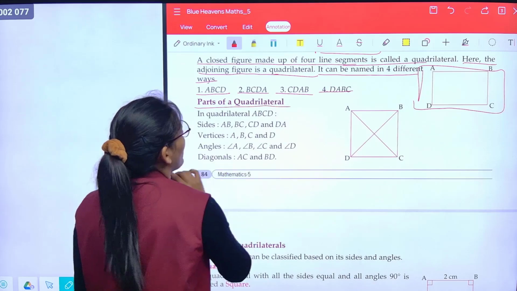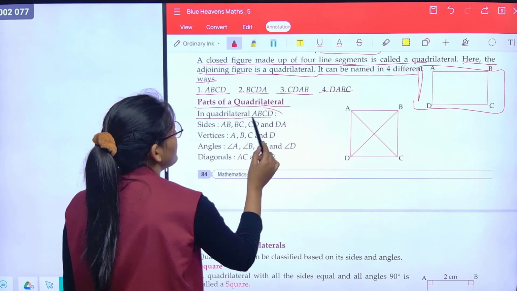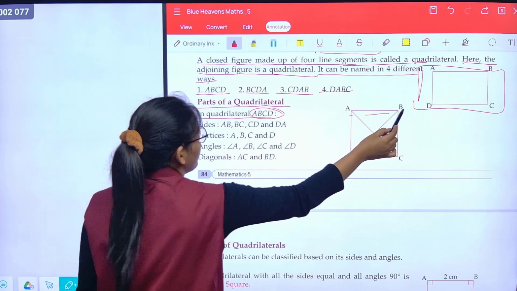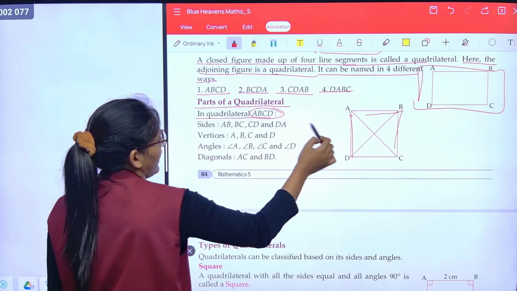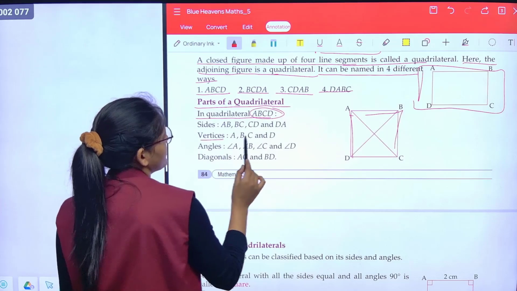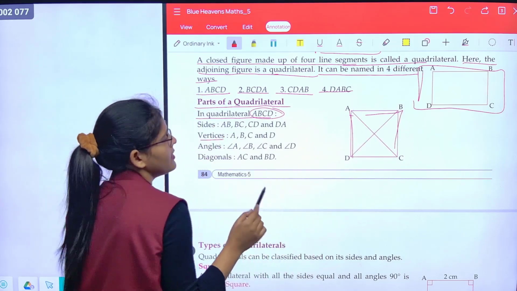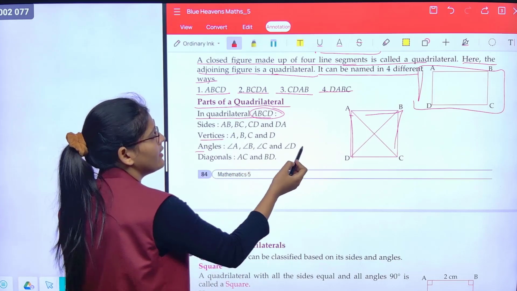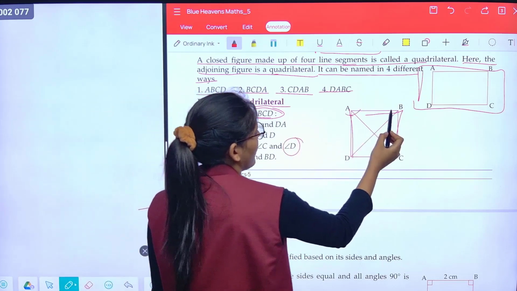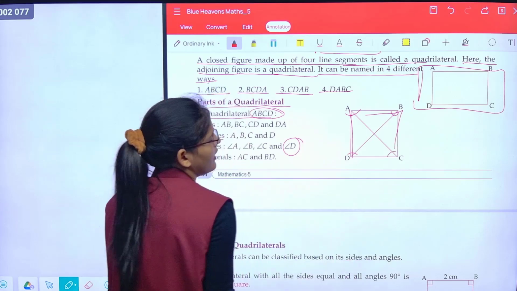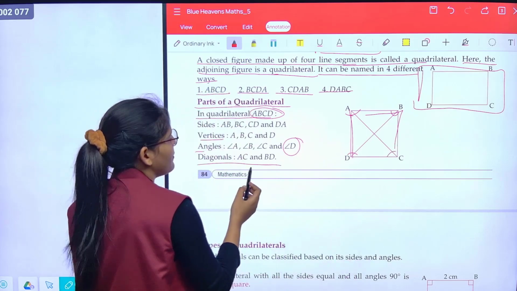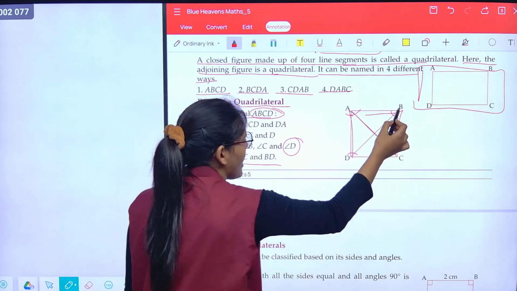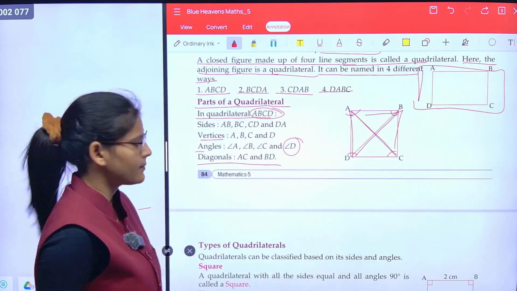Now parts of a quadrilateral. In quadrilateral ABCD, sides are AB, BC, CD and DA. Vertices are A, B, C and D. Now angles: angle A, angle B, angle C and angle D. Now diagonals: AC and BD.